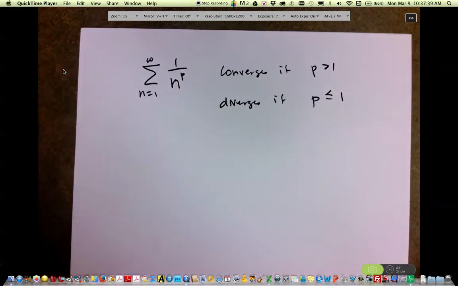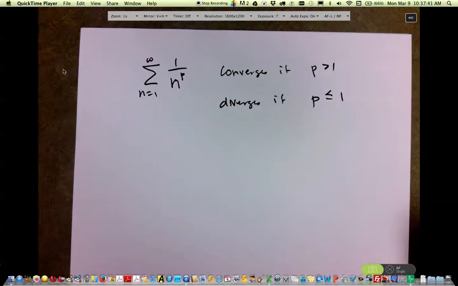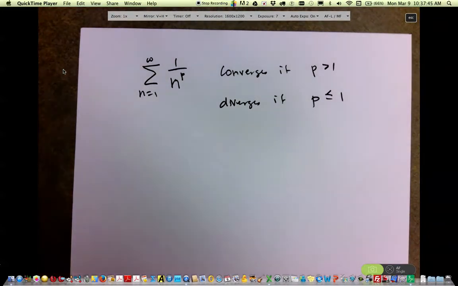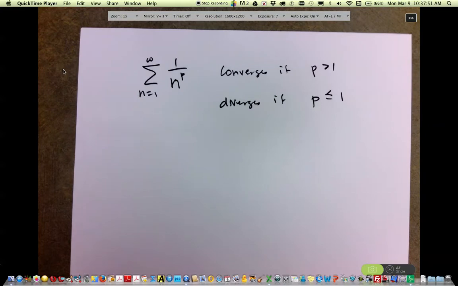For homework, I would like you guys to work on section 9.3. A lot of that 9.3 is about the integral test, and all you're going to do basically on those problems is set up an integral of a function that resembles the nth term of the series and determine if that improper integral converges. If the improper integral converges, then the series converges. If the improper integral diverges, then the series diverges.